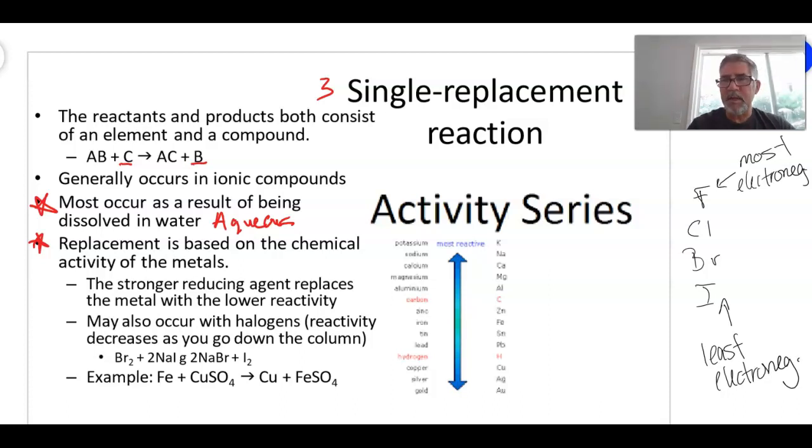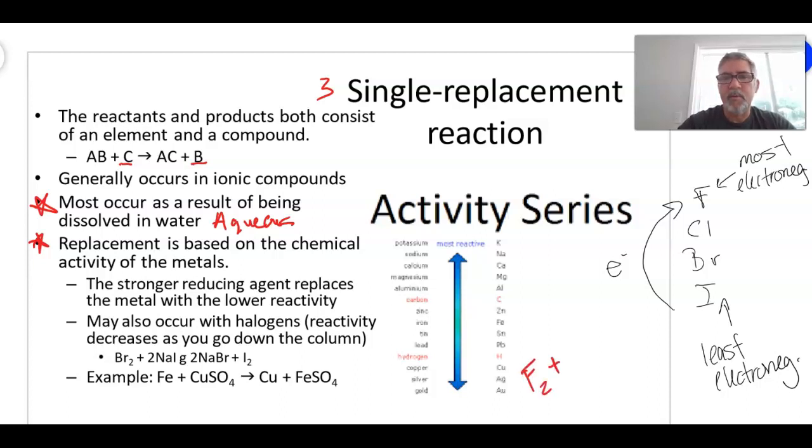So kind of like the activity series. Electronegativity is the ability of an atom to take the electrons from another atom. If I put fluorine and iodine together, fluorine would try to take the electrons from iodine, because it's more electronegative.